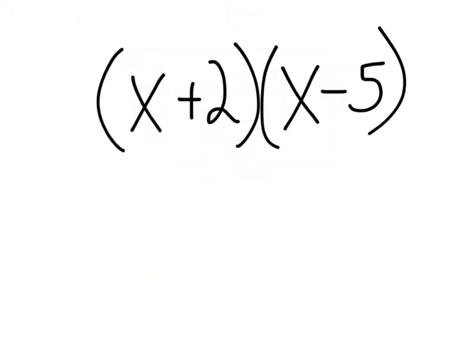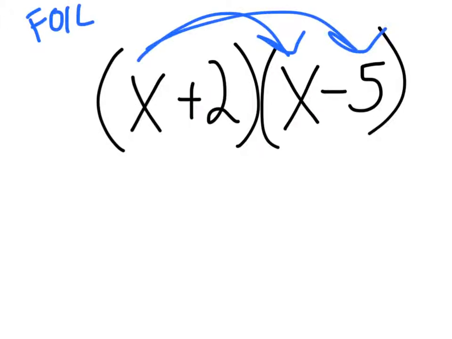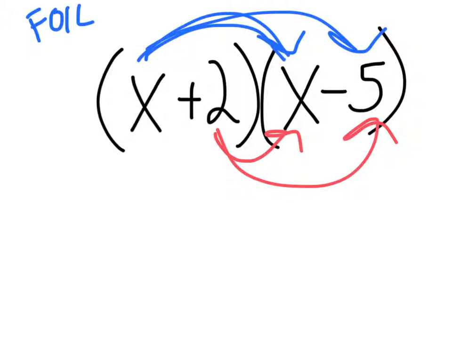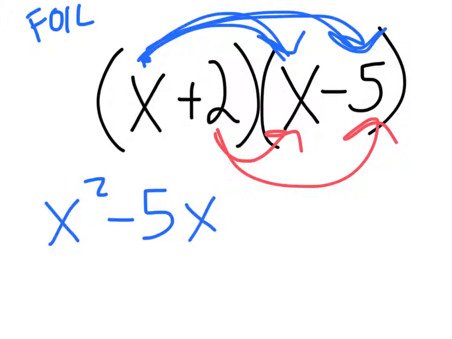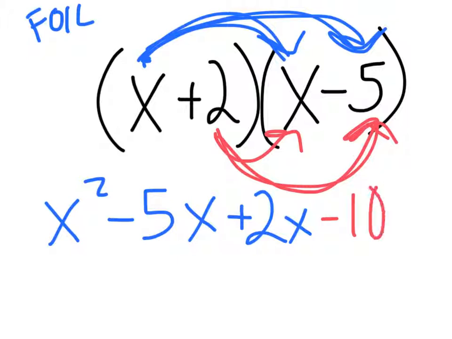Let's simplify this expression using FOIL. So I know it's first, outer, inner, and then last. So let's take a look at that. x times x is going to give us x squared. x times negative 5 is going to give us negative 5x. 2 times x is going to give us positive 2x. And then finally, we'll do last. 2 times negative 5 is going to give us negative 10.